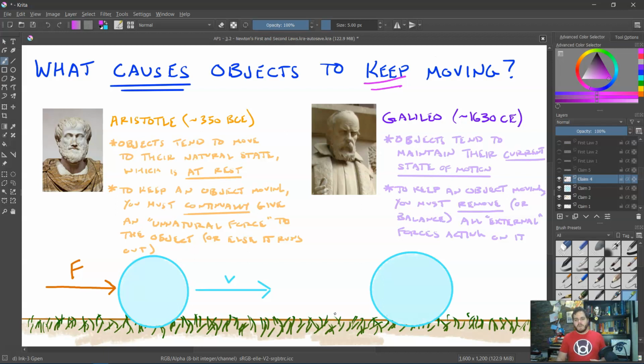and then the object will keep moving. So in this current situation down here, I've got a ball, we push with a force, it moves, and eventually it slows down. And you might be thinking, okay, obviously Aristotle is right because it slowed down and it stopped. But Galileo would say that's not enough.